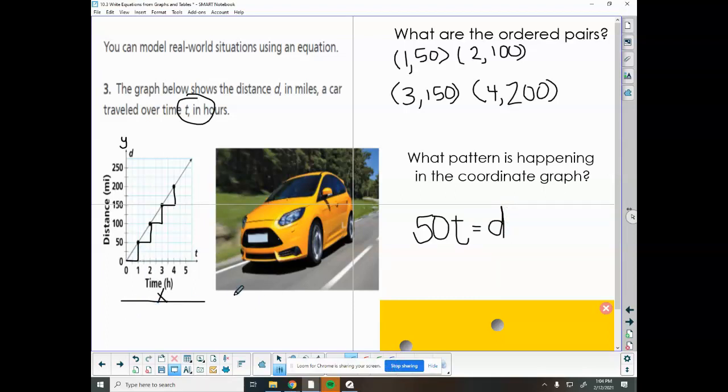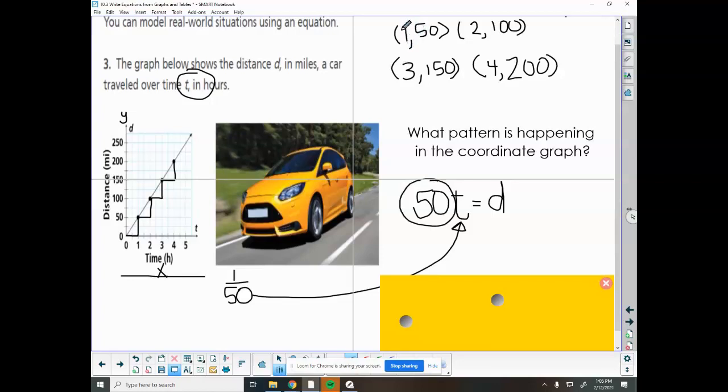I have 1 hour is 50 miles. I want to see if I spend 2 hours in the car, 50 times 2 is 100. 2 hours, 100. So that fits my graph here. I think the hardest part sometimes is deciding what this number is going to be. And I can see every time we did 1, the unit is 50.